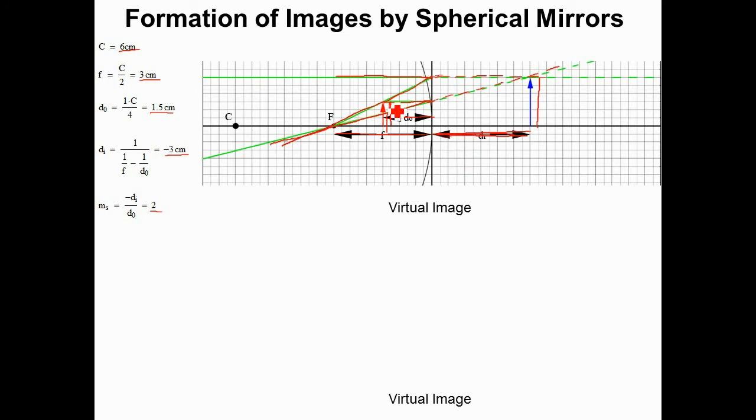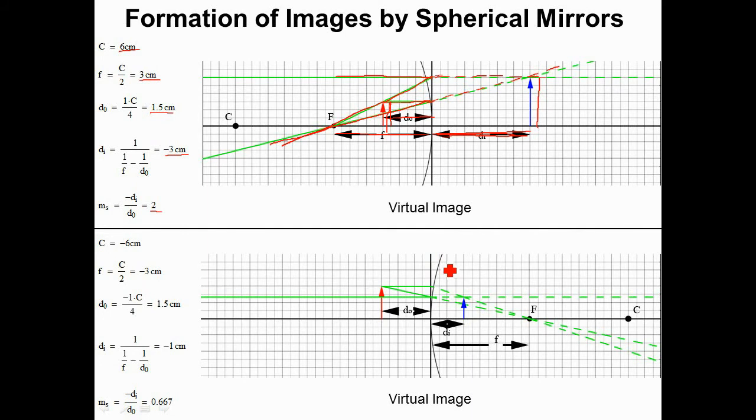So I still use the same procedure from parallel to through the focus. I'm just going to extend the line back, and then I'm going to go through the focus to the mirror and go parallel back, and then extend that parallel line behind the mirror. So everything is the exact same whether it's virtual or real. We use the same processes, same procedures to do it.